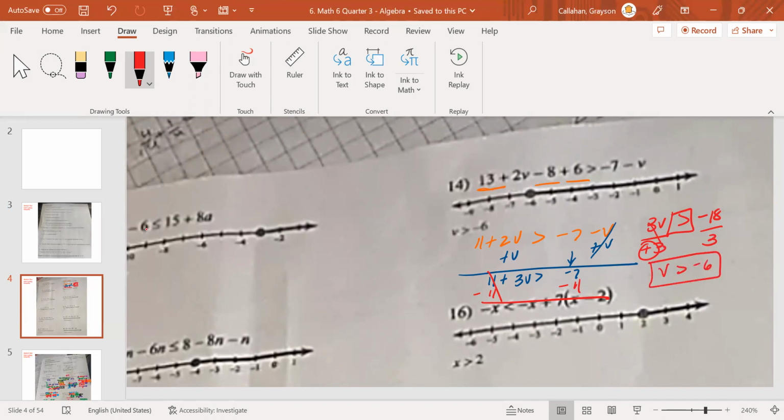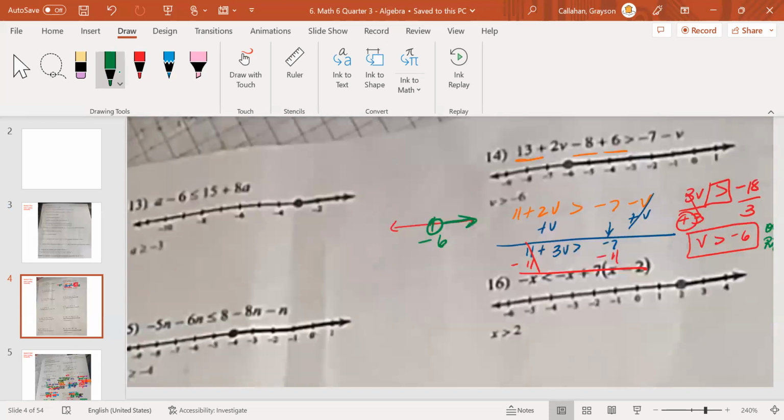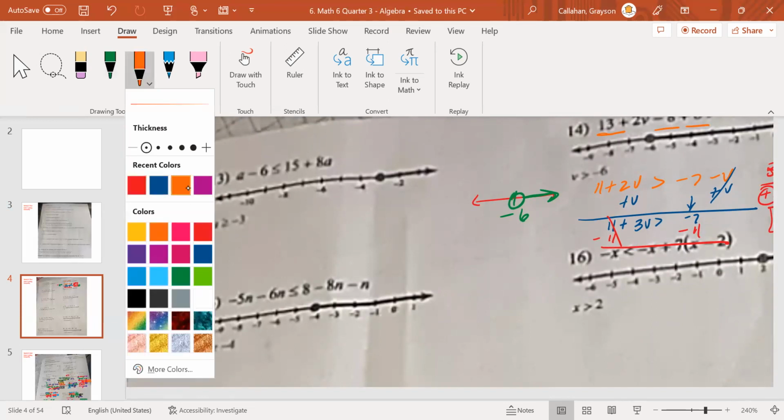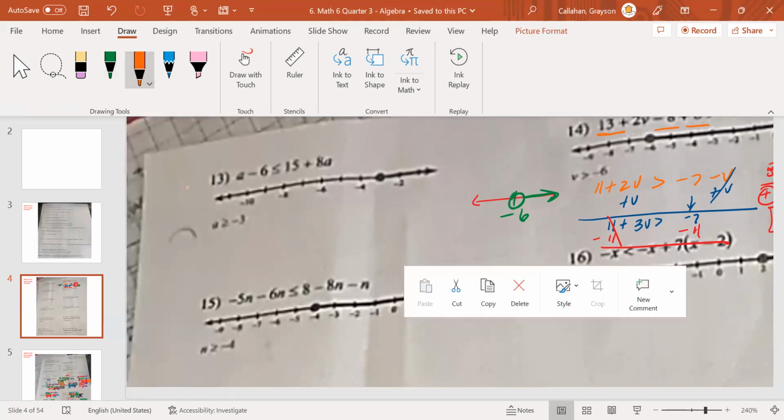You see that? If I were to graph this, what this tells me is, is it open or closed circle? Open. Right or left? Left. Nope, it's eating the letter. So right. So this is negative 6, open circle to the right. Okay. All right, now what I want you to do is try number 13.